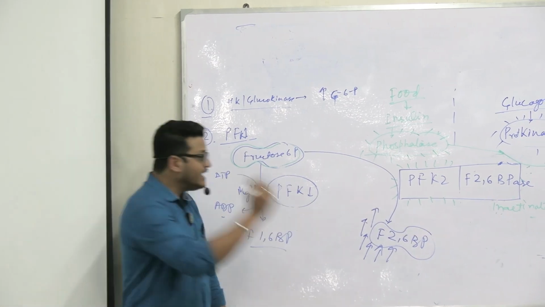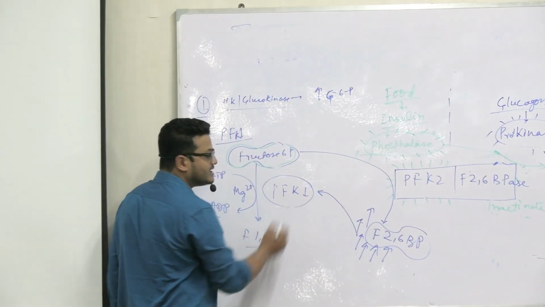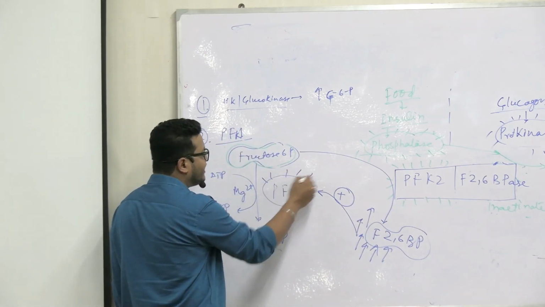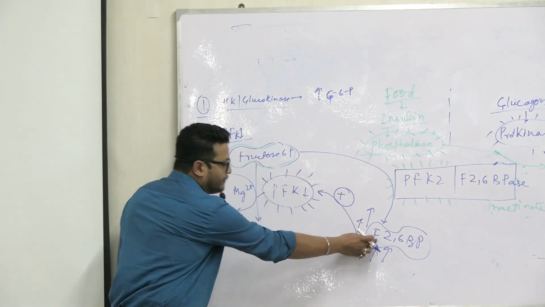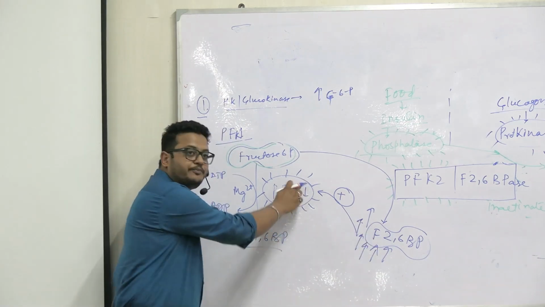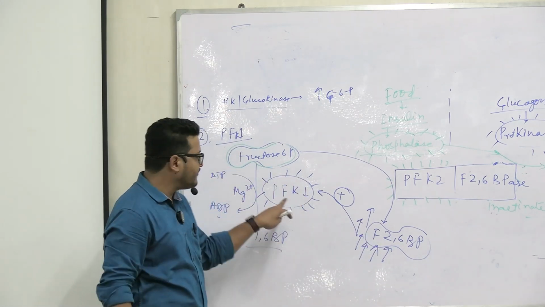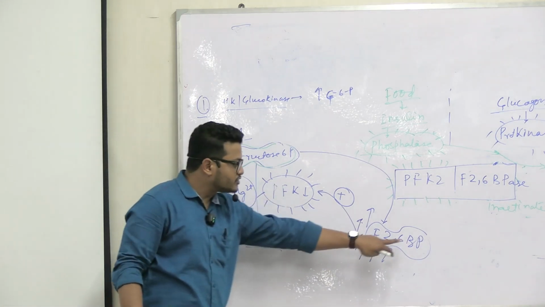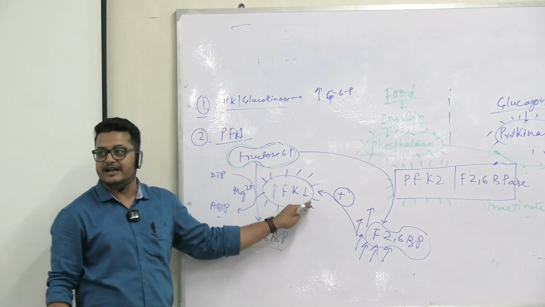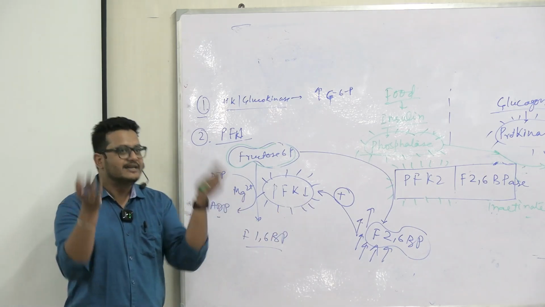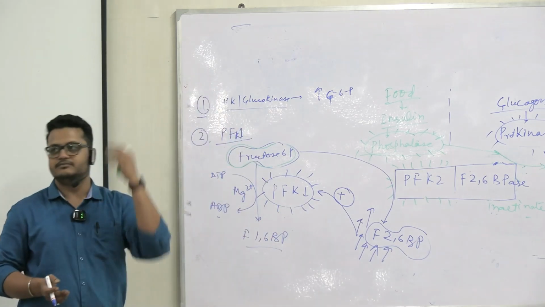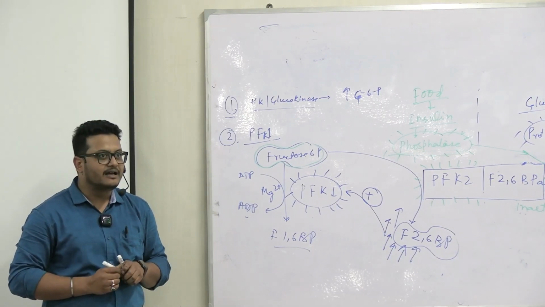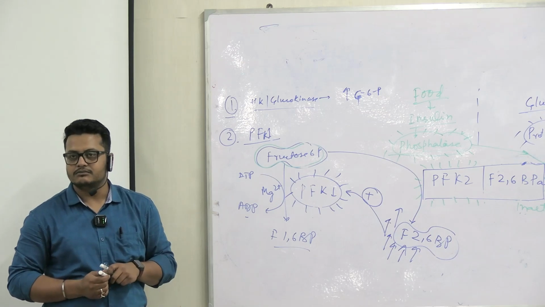Fine. This high concentration of fructose 2,6-bisphosphate acts as an allosteric effector and will activate PFK1. The moment fructose 2,6-bisphosphate attaches to PFK1 at an allosteric site, you remember PFK1 is an allosteric enzyme. Yes or no? Fine. So the moment fructose 2,6-bisphosphate attaches to PFK1, the PFK1 becomes active. Once the PFK1 is active, glycolysis starts. Yes or no, buddy? Am I clear to all of you?